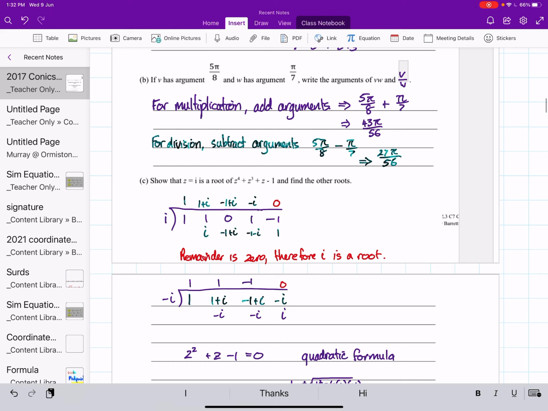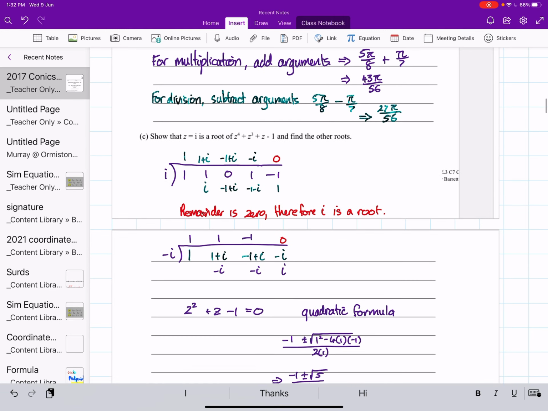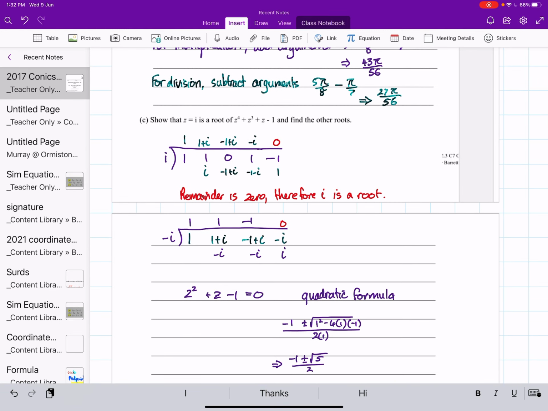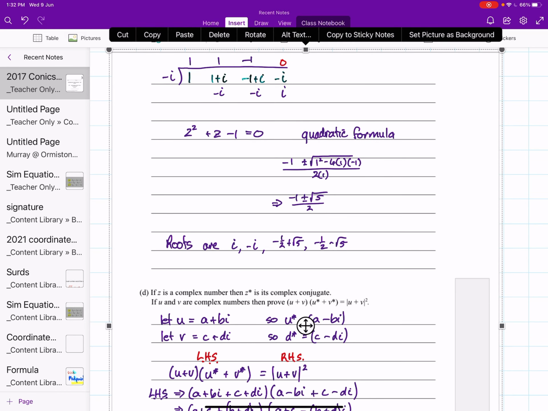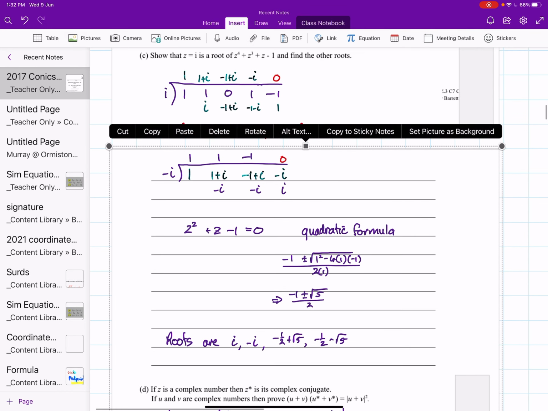And use the quadratic formula for your top line, which is z squared plus z minus 1. And you'll find that it comes to negative 1 plus or minus root 5 over 2. So there are the 4 roots there.